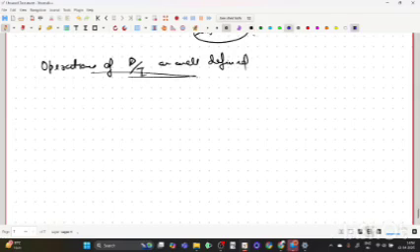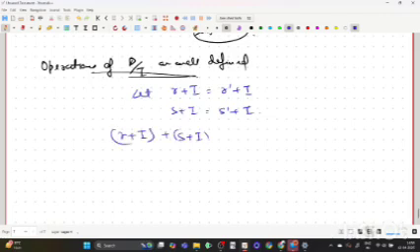Let's see. Choose r plus I equal to r prime plus I, and choose s plus I to be equal to s prime plus I. We need to prove that the addition holds in both cases. Since r plus I equals r prime plus I, this implies that r minus r prime is in I, from the definition. Similarly, s minus s prime is in I. Now we want to show that (r plus I) plus (s plus I) is equal to (r plus s) plus I.